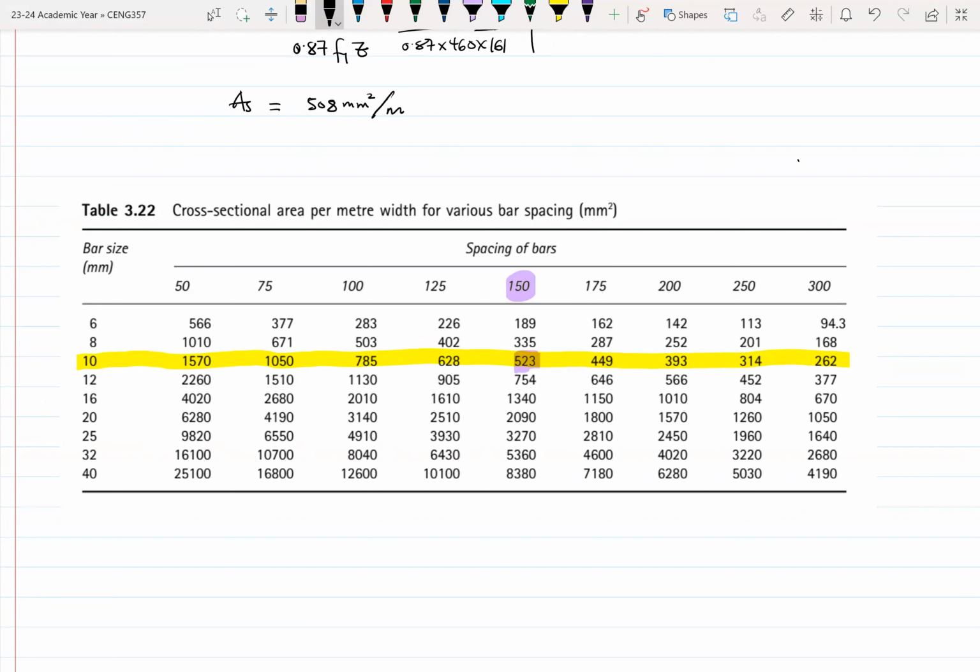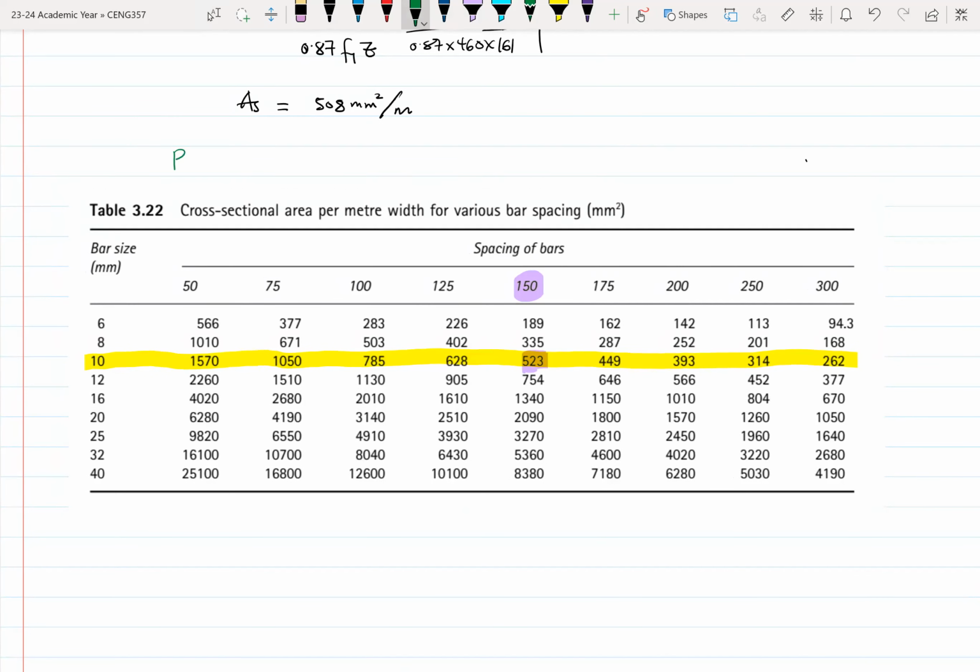So I can write provide, maybe in green so that we see that it's important. Since it's a high yield, we use T, sorry, to represent high yield of 460. Provide T10 rebars at 150 millimeters. Since here we are looking at spacing in the centers, where the ASP is 523 millimeter squared per meter, right?